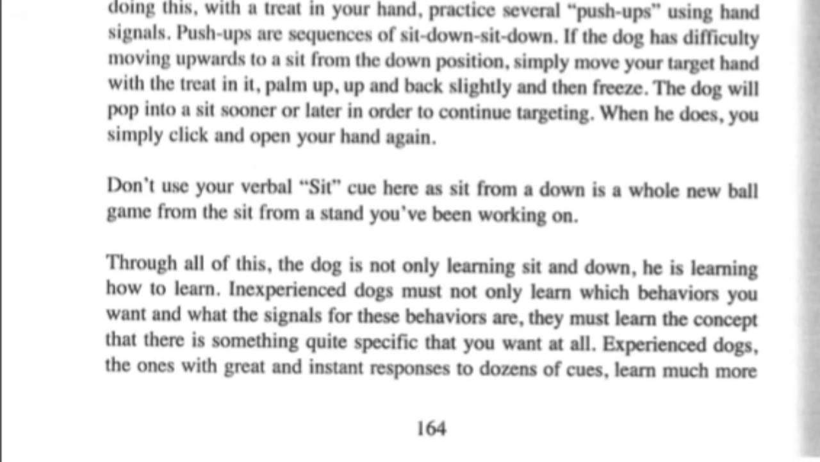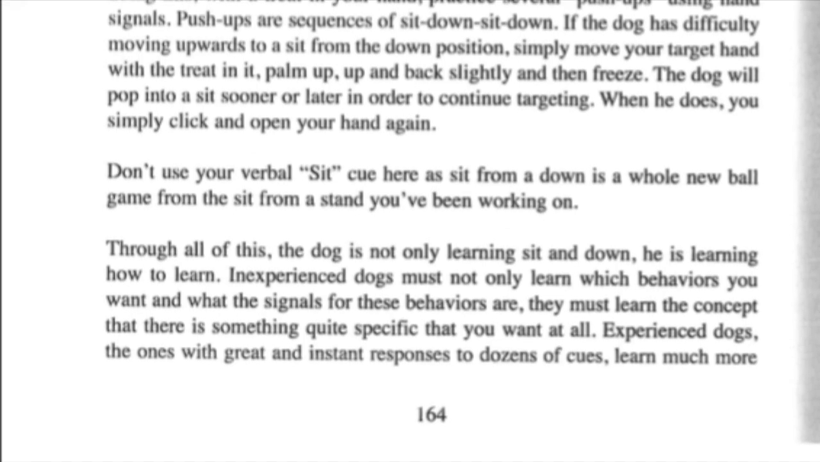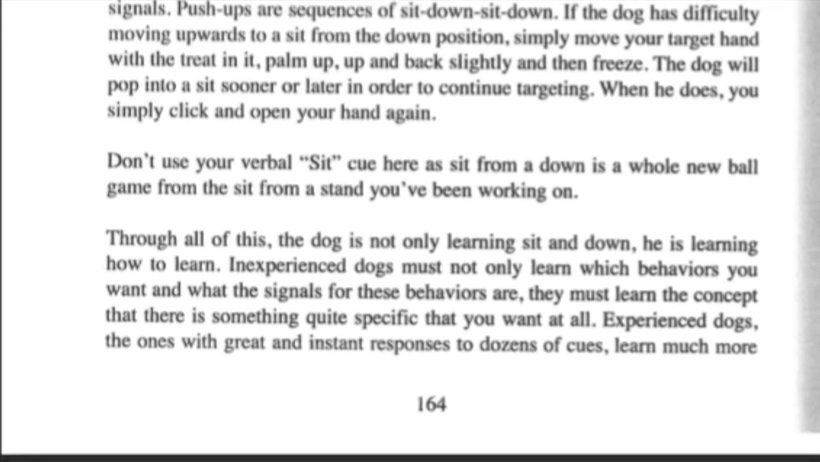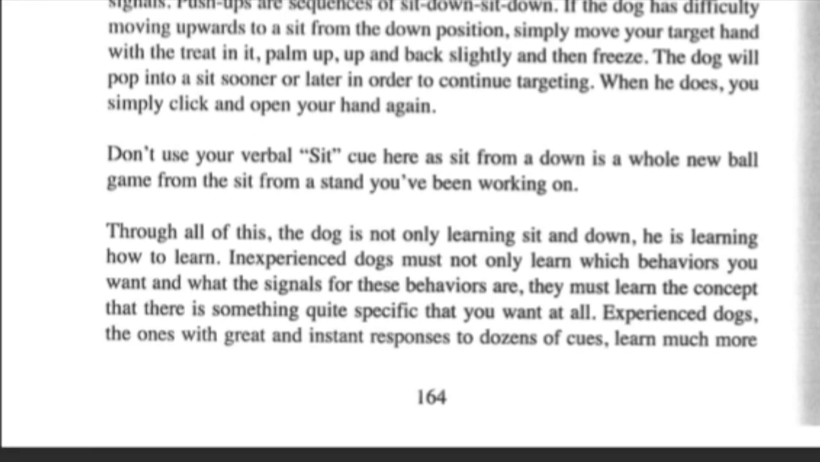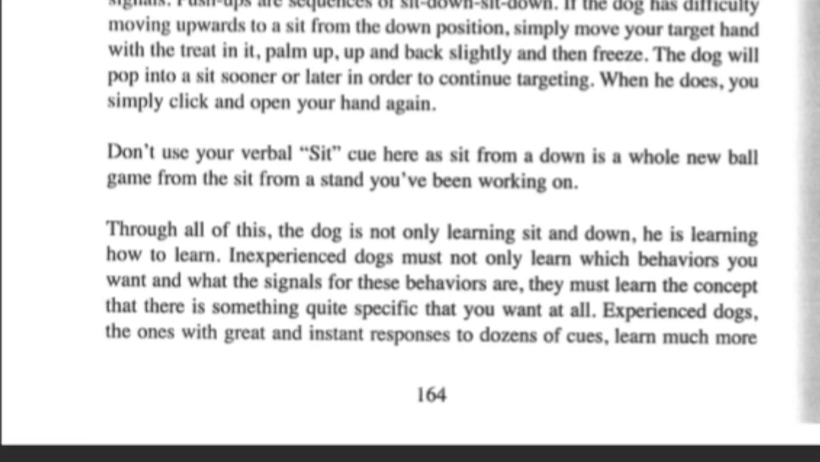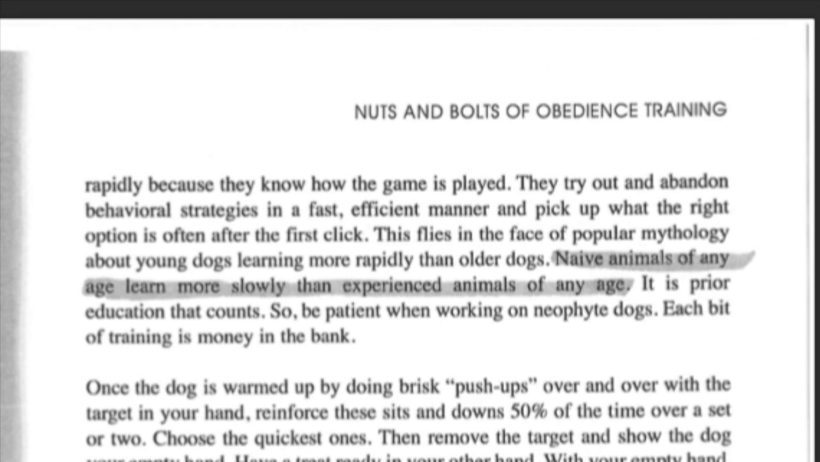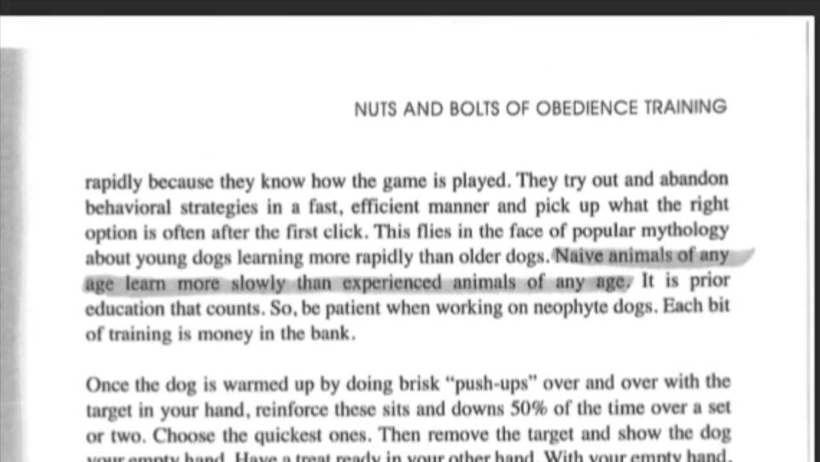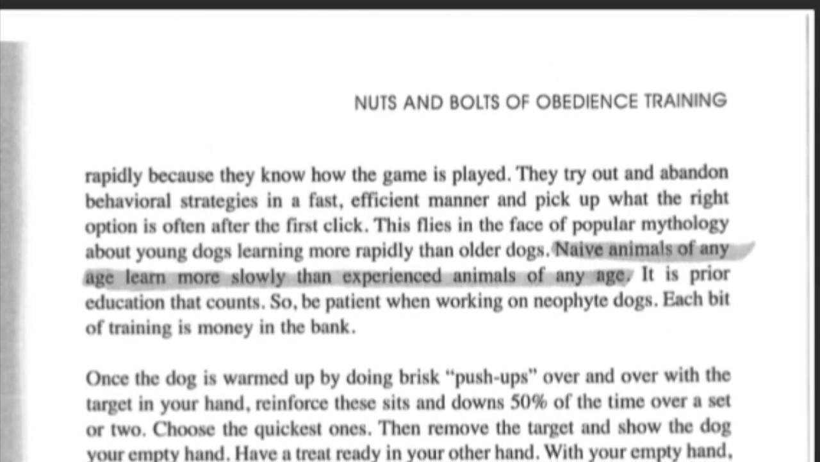Through all of this, the dog is not only learning sit and down, he's learning how to learn. Inexperienced dogs must not only learn which behaviors you want and what the signals for these behaviors are, they must also learn the concept that there is something quite specific that you want at all. Experienced dogs, the ones with great and instant responses to dozens of cues, learn much more rapidly because they know how the game is played. They try out and abandon behavioral strategies in a fast, efficient manner and pick up what the right option is often after the first click.